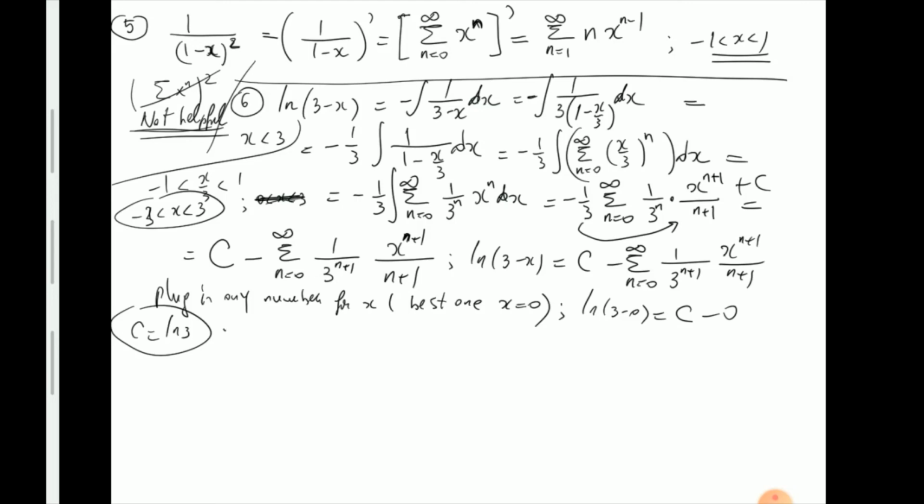So in bottom line, the representation of ln of 3 minus x is natural log of 3, your constant, minus the summation from 0 to infinity, 1 over 3 to the n plus 1, x to the n plus 1 over n plus 1.